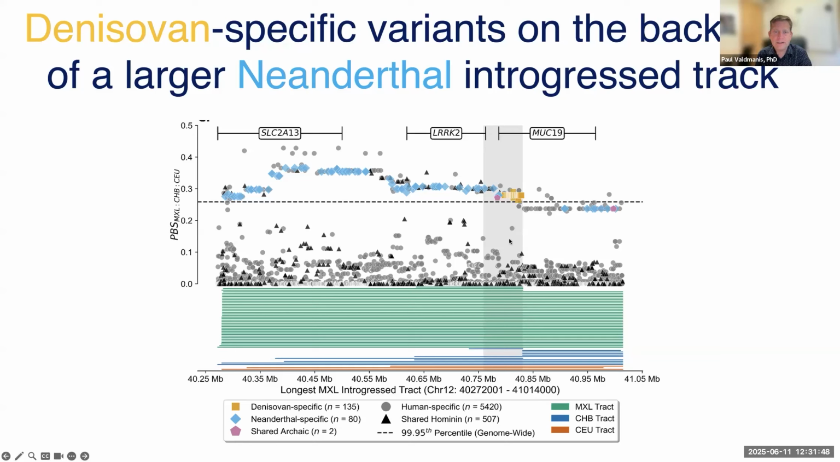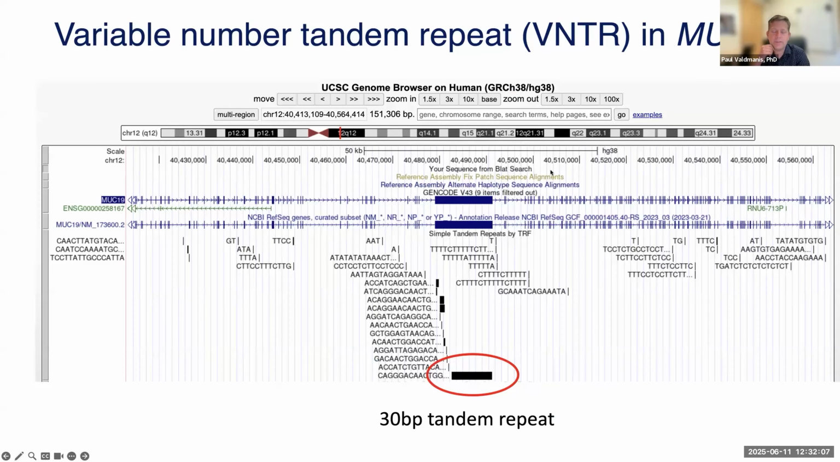So when Emilia Huerta-Sanchez discussed some of these findings, we immediately became interested because MUC19 is one of about 21 mucin genes. These genes are particularly interesting because they all harbor some of the largest coding variable number tandem repeats in the human genome.